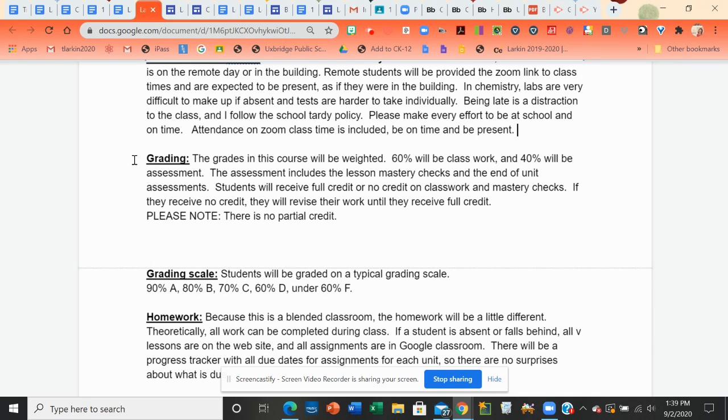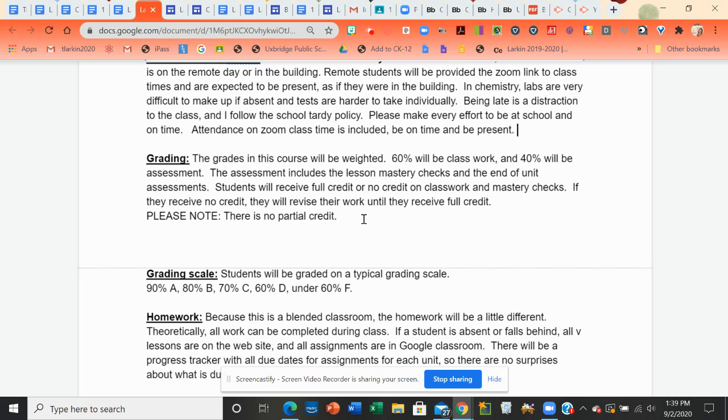Grading is always a big piece. The grades in this course will be weighted: 60% classwork and 40% assessment. The assessment includes the lesson mastery checks and the end of unit assessments. Students will receive full or no credit on classwork and mastery checks. If they receive no credit, they will revise their work until they receive full credit. Please note there is no partial credit.